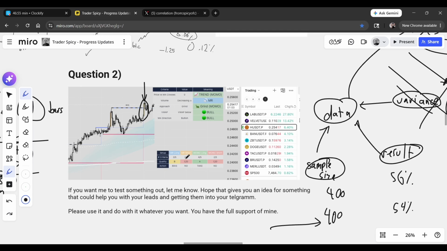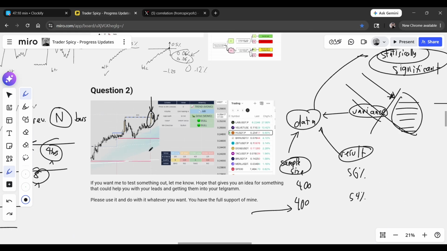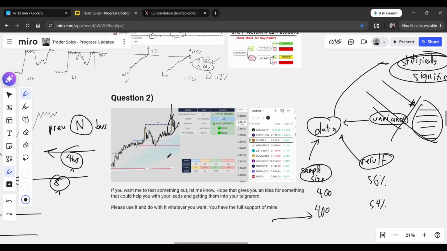And then the second thing, just something to think about, don't take this too seriously. Keep this as just a discretionary thing. You don't have to follow this like it's gospel. Just leave it there on your chart. But yeah, don't take it too seriously. Okay, sweet. I think I covered everything there.